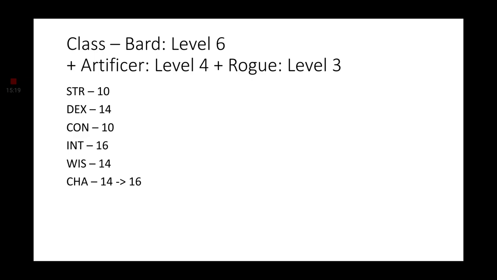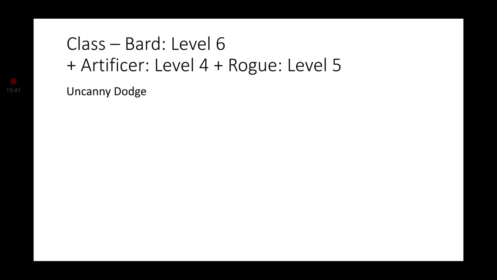Moving on to level 4 Artificer. This is the last level of Artificer we're going to use for this build. Go ahead and increase your charisma by 2 points. Level 4 Rogues get an ability score improvement as well. Go ahead and increase your intelligence by 2, making it an 18. Level 5 Rogues get Uncanny Dodge. Level 6 Rogues get Expertise. Go for History and Insight.